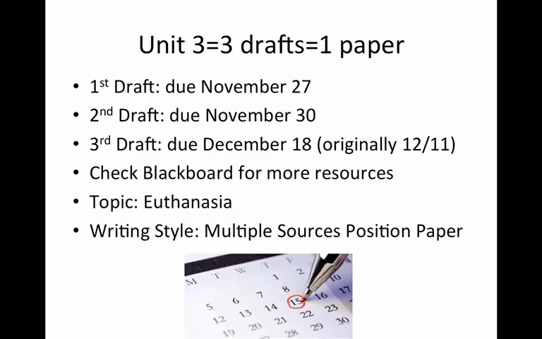The topic for this paper is going to be euthanasia, so death with dignity. That's going to be the topic. And then the writing style is multiple sources position paper. The style is very similar to the synthesis paper that you do in paper 2, but one thing that's different is you're taking a position and you're going to be talking about your opinion on euthanasia, whether it should be legal or not, and then you're going to synthesize ideas from the multiple articles, all 4 of those articles that we're going through in this unit.